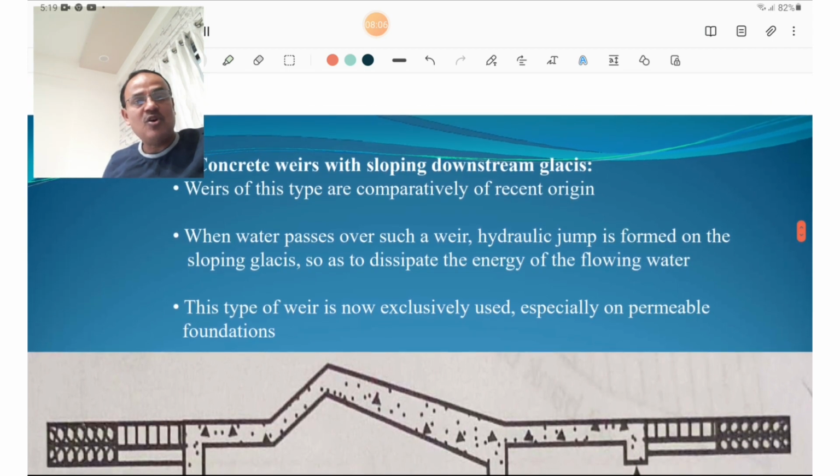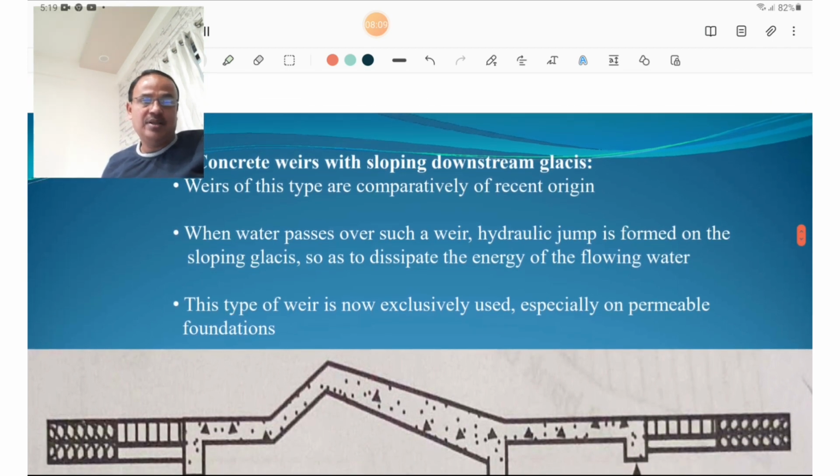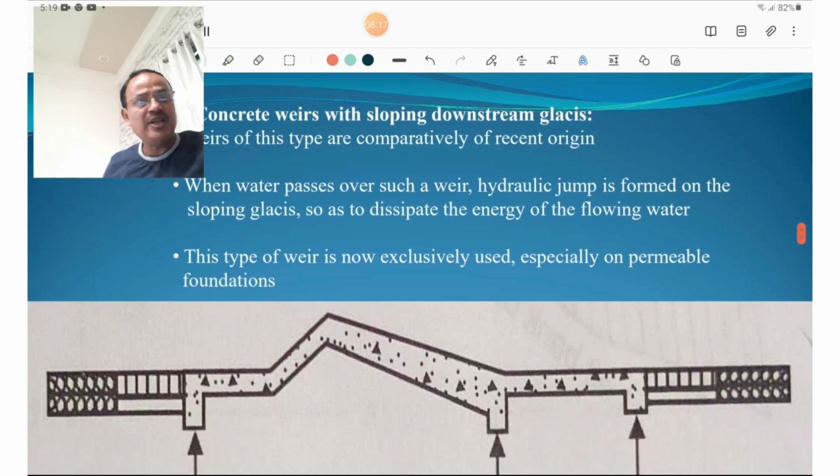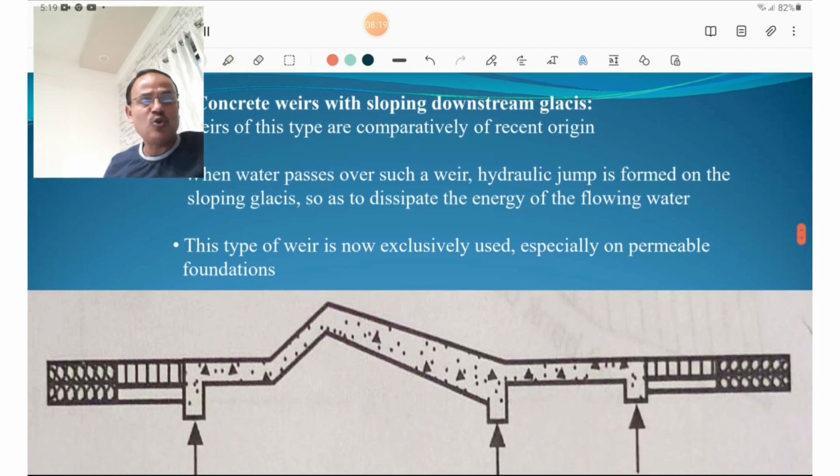Then the third one is the concrete weir with sloping downward glacis or sloping apron. Weirs of this type are comparatively of recent origin. When water passes over such a weir, a hydraulic jump is formed on the sloping glacis so as to dissipate the energy of the flowing water. This type of weir is now exclusively used, especially on permeable foundation.